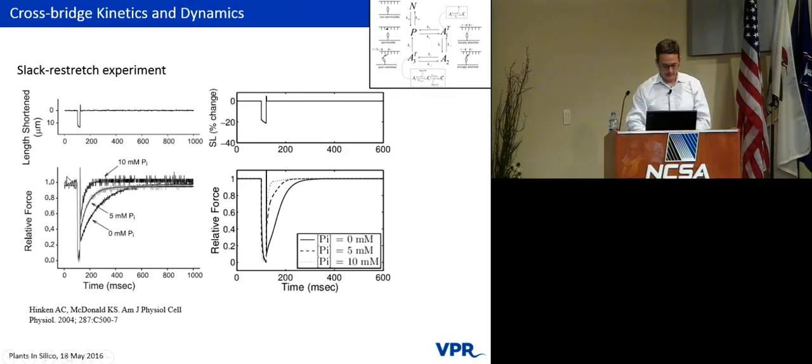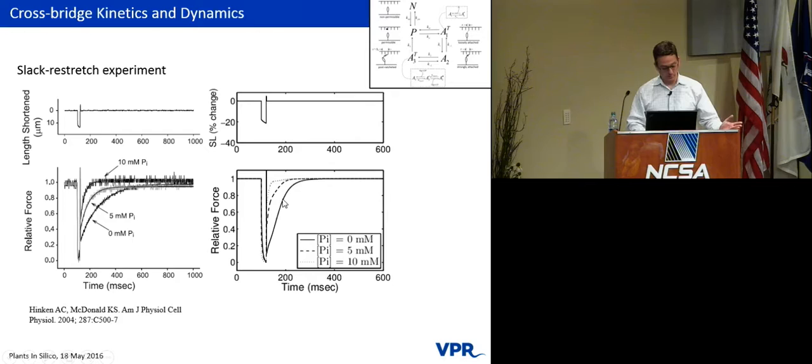And there was a kind of strange result that people always got, and that is that as you increase phosphate level, inorganic phosphate, the force redevelopment is faster and faster. And that seems kind of weird because this is chemical kinetics, and phosphate is a product of this catalytic cycle. So as I increase the product concentration, why am I speeding up the cycle? That was kind of weird, right? And so we did the simulation experiment, and this is validation, so we're not trying to tweak parameters. And lo and behold, we get the exact same phenomenon. Not a perfect match, but pretty darn close.